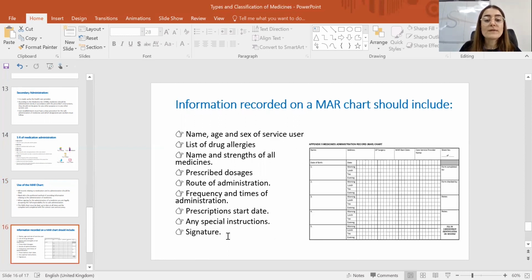The information that's recorded on the MAR chart should include name, age, and sex of the service user, a list of drug allergies, name and signature, name and strengths of all medicines, prescribed dosage, route of administration, frequency and time of administration, prescription start date, any specific instructions, and the signature of the healthcare provider.